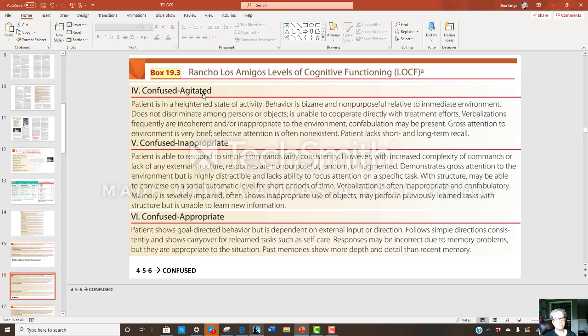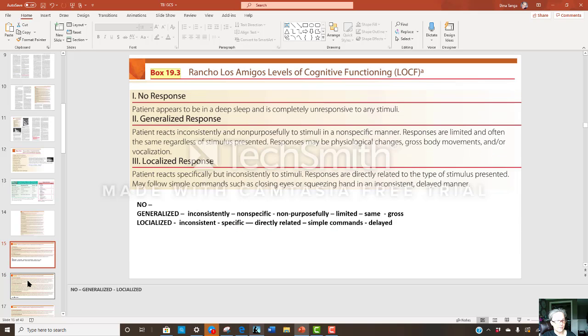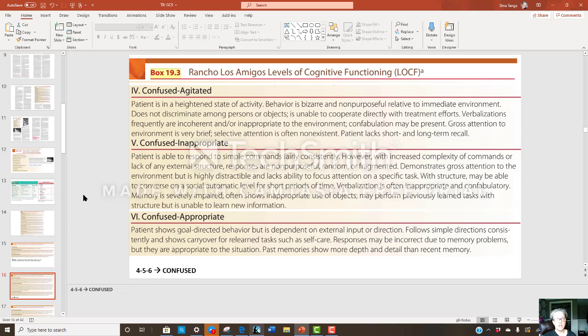Okay. Confused, agitated; confused, inappropriate; confused, appropriate. There's 3 in the first category and 3 in the second category. The patient is in a heightened state of activity. Confused and agitated, that is not a good combination. Behavior is bizarre. And this is 4. This is 4. And non-purposeful relative to immediate environment. Bizarre and non-purposeful relative to immediate environment.